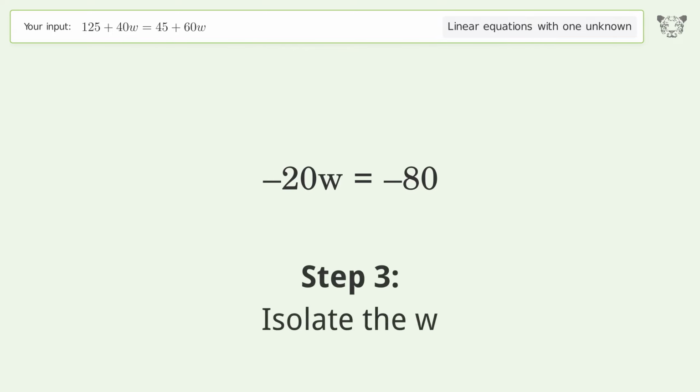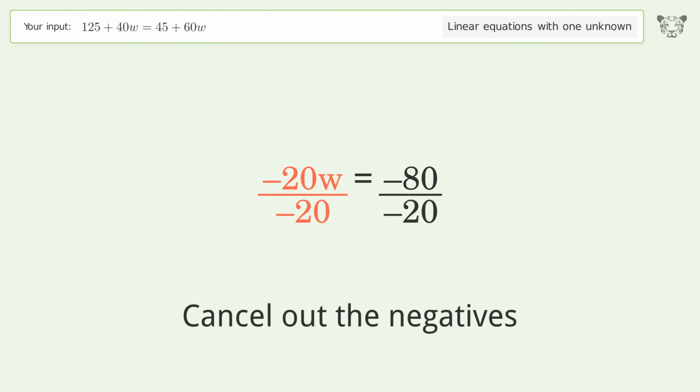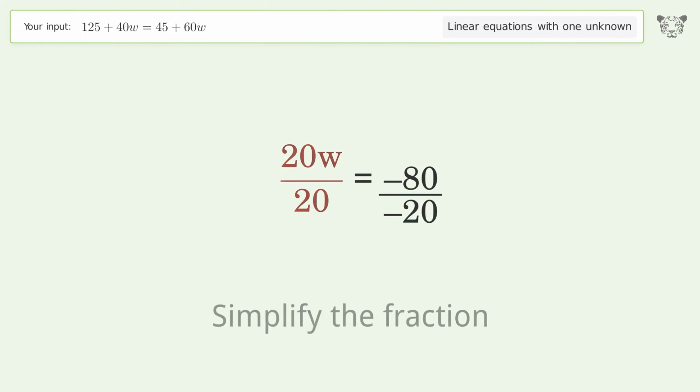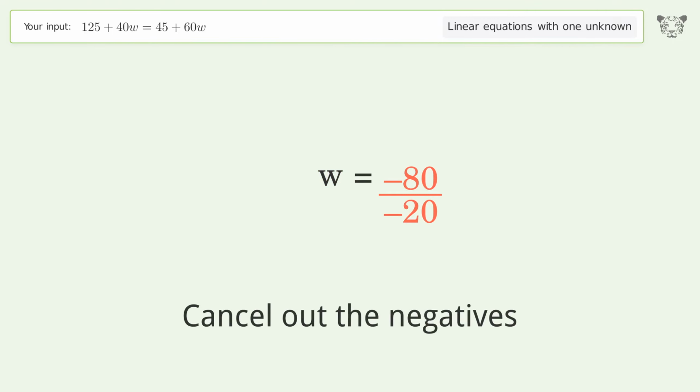Isolate the w. Divide both sides by -20. Cancel out the negatives. Simplify the fraction. Cancel out the negatives.